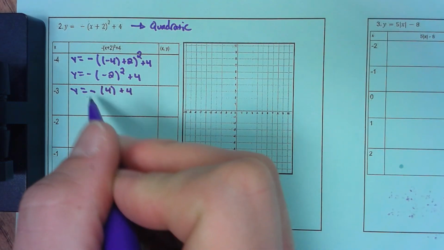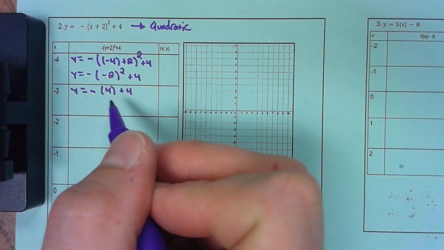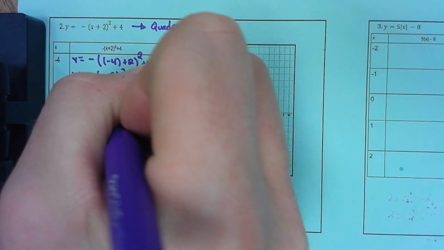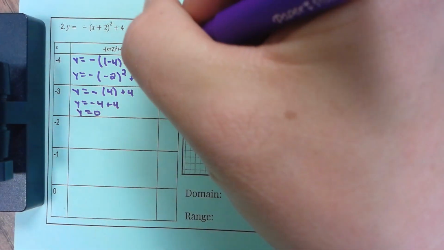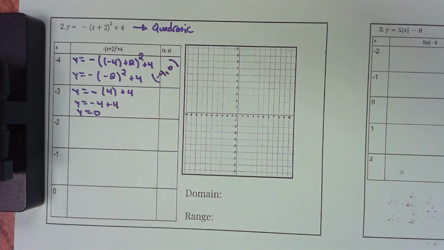Then the negative in front of the negative 2 squared technically multiplies this 4 to make it a negative 4, plus 4, and negative 4 plus 4 is 0. So this first point here is (-4, 0). All that work was just for -4. Since there wasn't a lot of space, I went into that next box.